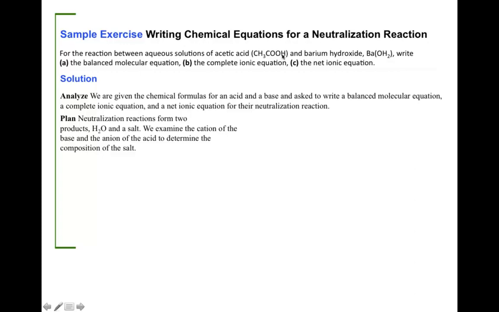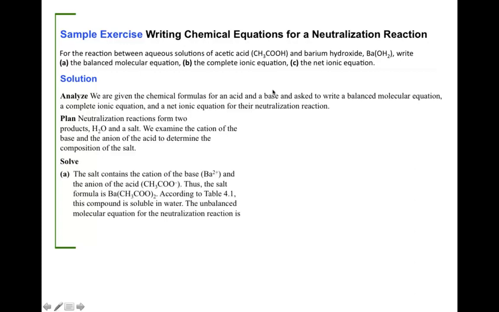So this hydrogen will react with one OH to produce water, and this barium will react with the anion that will be produced by this acid releasing the hydrogen. So the salt contains the cation of the base, that is the barium, and the anion of the acid, that is the acetate, to produce barium acetate. And according to the table of solubility, this compound is soluble in water.